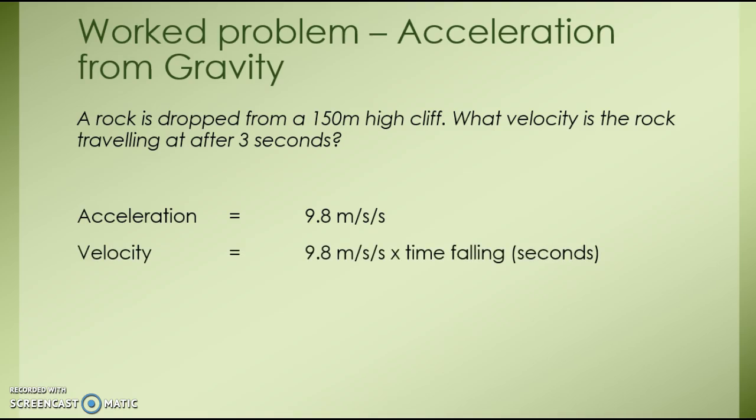Now, the velocity for any of these types of questions is simply that acceleration of 9.8 multiplied by the time that the object is falling, and the time should be in seconds. They're probably going to give this to you, but it's always good to check. Now, in this specific example, the object is falling for 3 seconds, which means its velocity after 3 seconds is 29.4 meters per second.